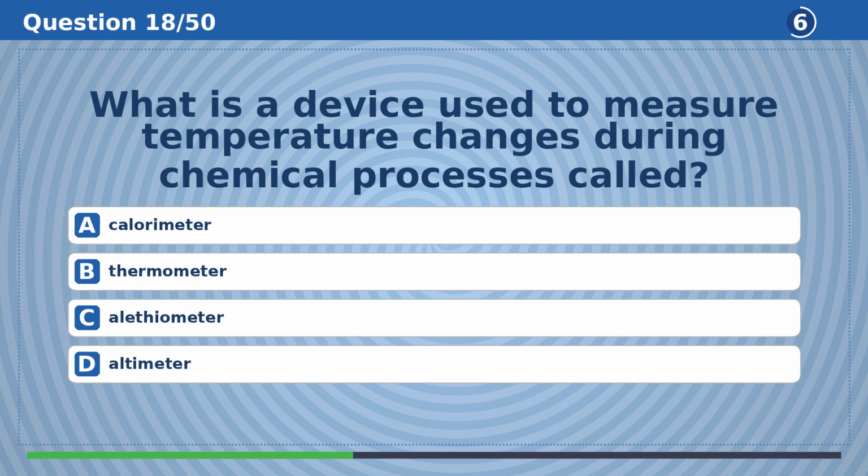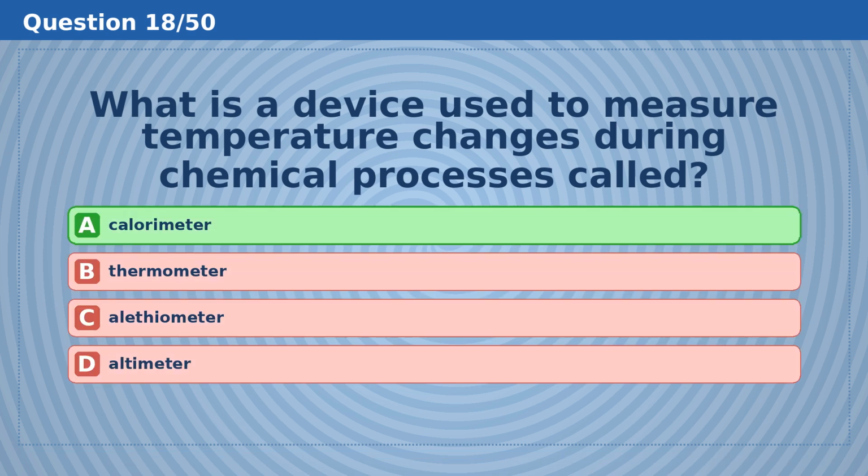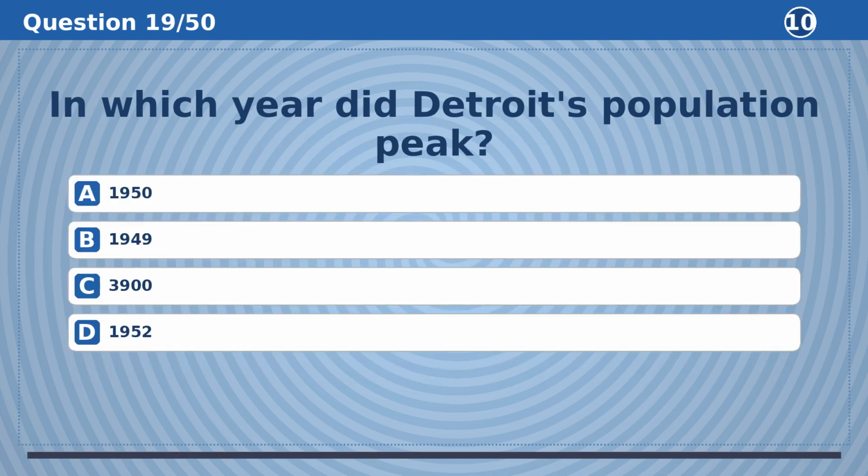What is a device used to measure temperature changes during chemical processes called? The answer is A, calorimeter.